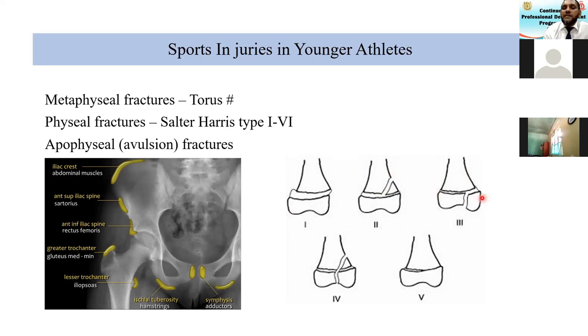And then there's another fracture involving the articular surface. This is the third type. Through and through fractures are type four, and compression types are type five. So these are the Salter-Harris types of fractures that happen in young athletes.